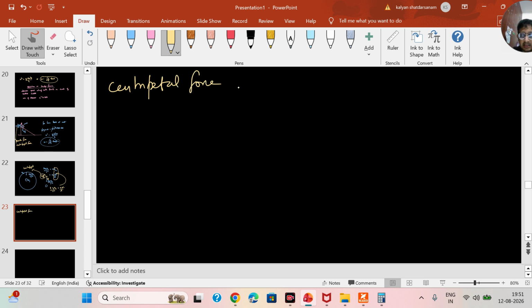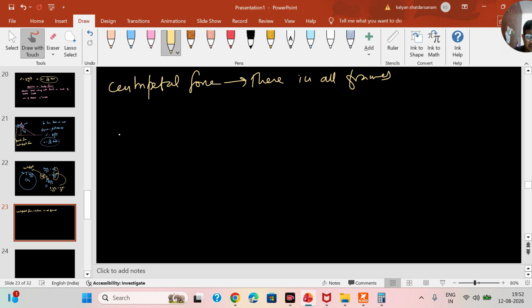which in the case of an electron is the Coulomb attraction. In the case of a stone going in a circle, it is the tension due to the string. In the case of the moon going around the earth, it will be gravitation. So this will always be there, in all frames. The centripetal force is there in all frames because it's a real force, right?